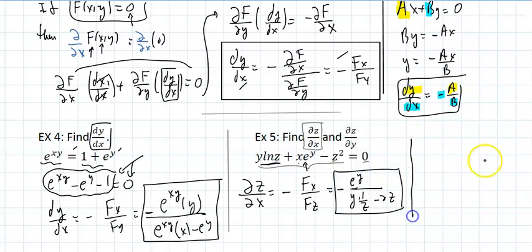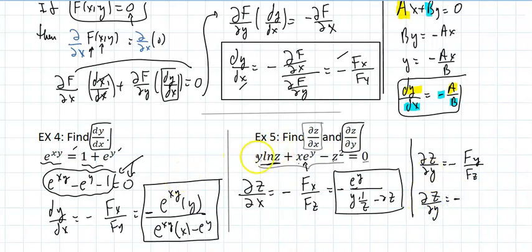That's simple. And if I want to find the partial of z with respect to y, and I'll explain what that means, that's negative f sub y divided by f sub z. So the partial of z with respect to y will be negative the partial with respect to y, which is natural log of z plus x e^y, over the partial of this with respect to z. It's right there. It's y over z minus 2z.